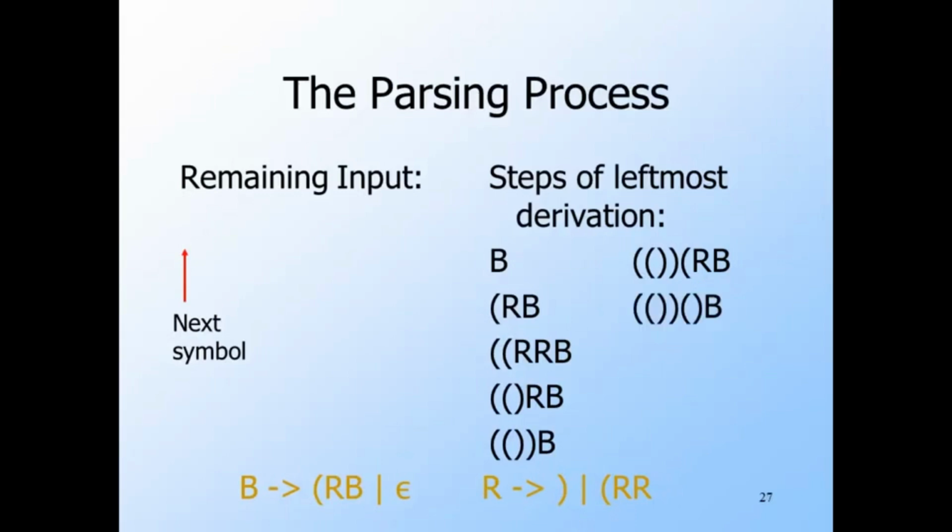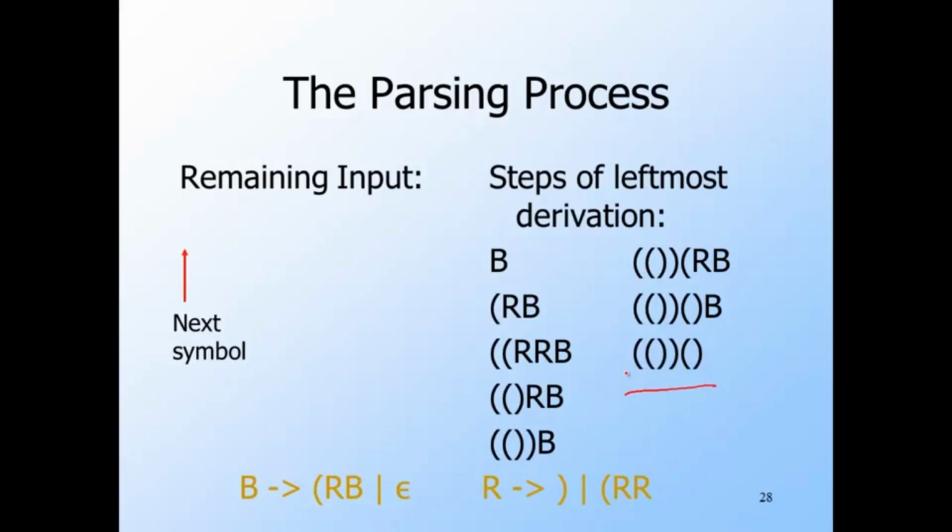And let's see. Now there's no more input to match, and B must be expanded. That's B, the leftmost variable. The only choice is to use the second B production, which is that, and we effectively make the B disappear. And we're done. We have a leftmost derivation of the original input, which of course appears as the final step of the derivation.